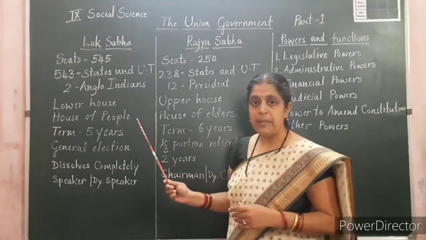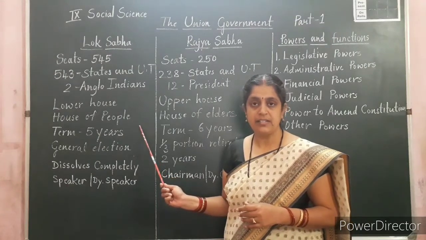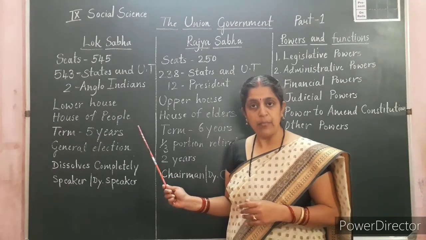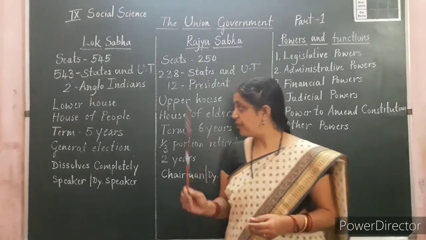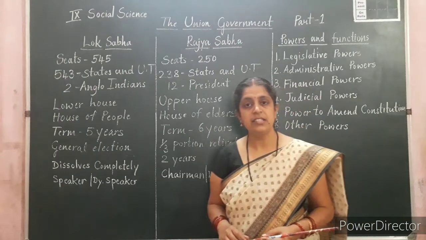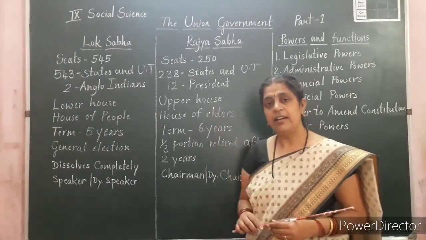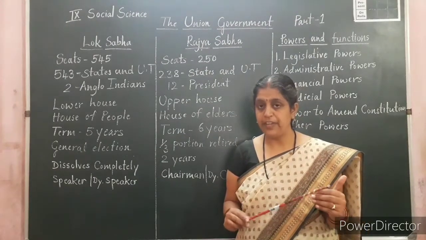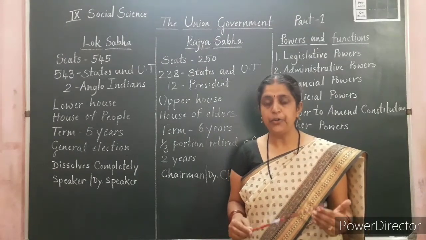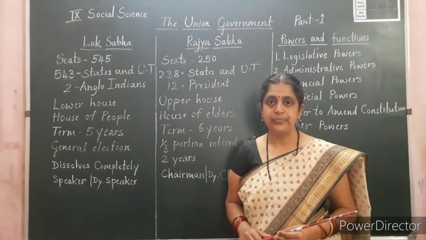The minimum age to contest the Lok Sabha election is 25 years. At 25 and above, they can contest the Lok Sabha election. For Rajya Sabha, the minimum age is 30 years. From 30 onwards, they can contest Rajya Sabha elections. These qualifications are required to become a member of Lok Sabha and Rajya Sabha.